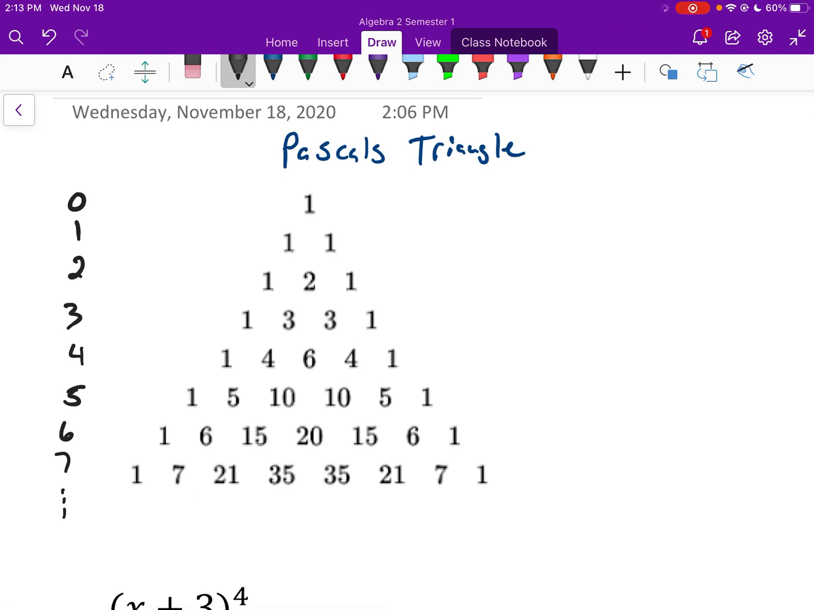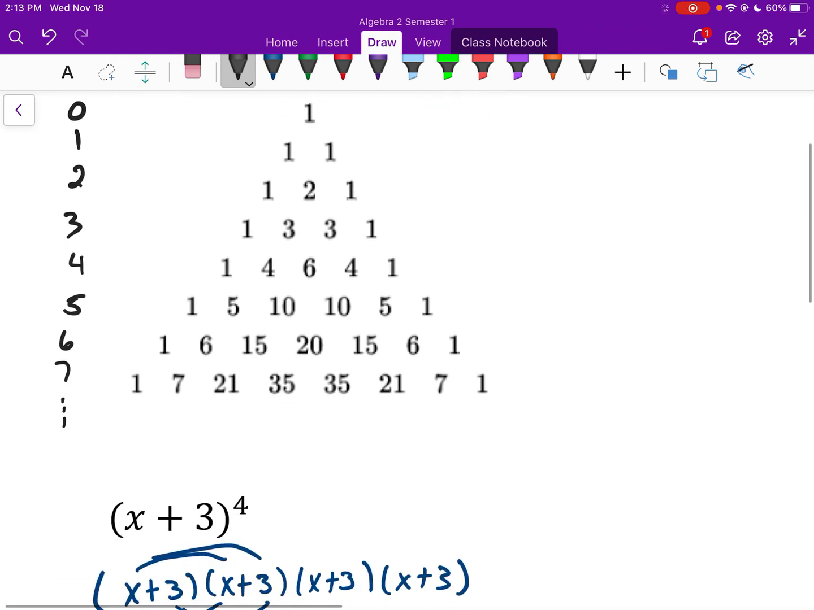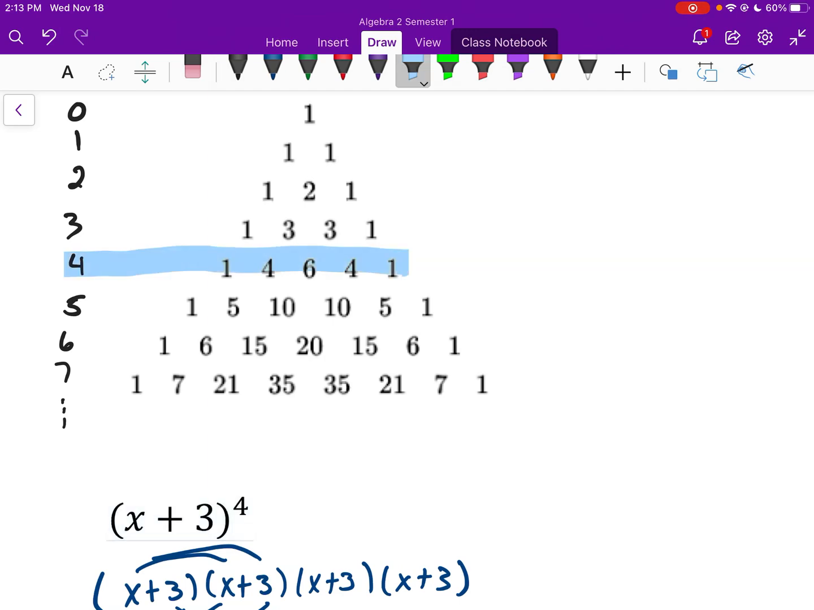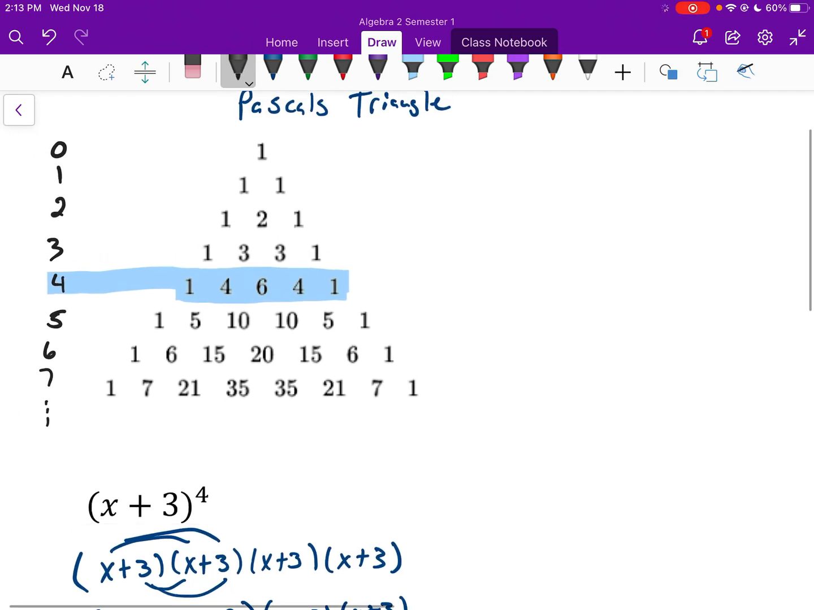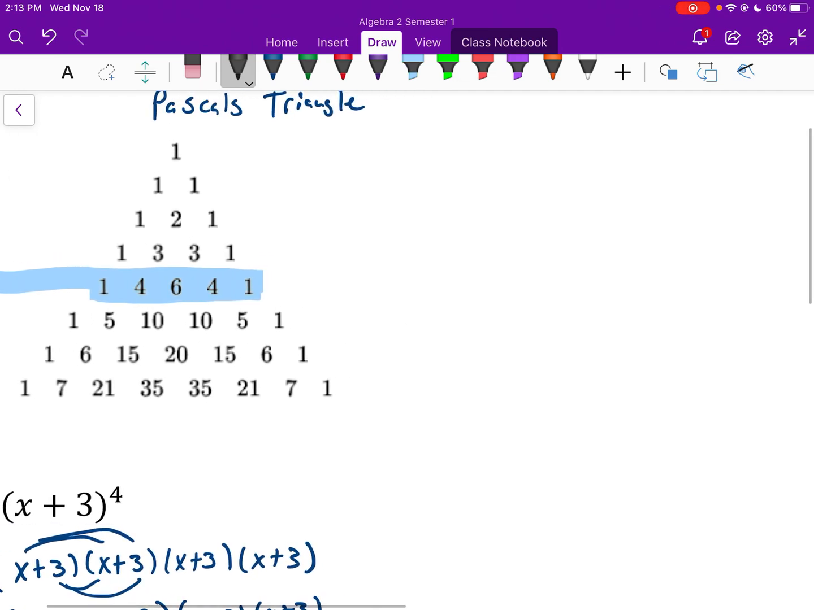Now, the way we use this triangle is to help us with expanding binomials. Whatever number you're taking it to, in this case the fourth power, we are going to use the fourth level of Pascal's triangle. The way we use those numbers is as coefficients. So we have 1, 4, 6, 4, 1.